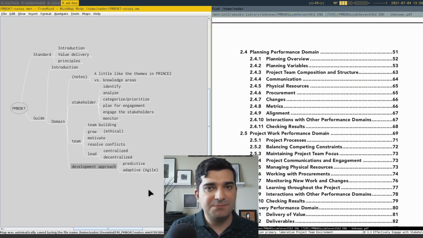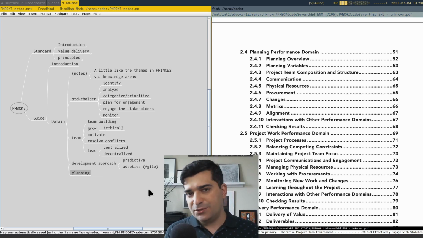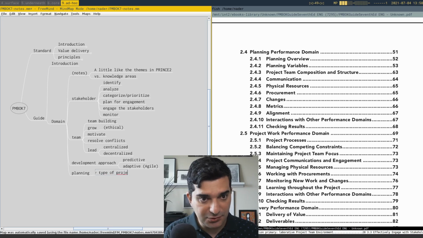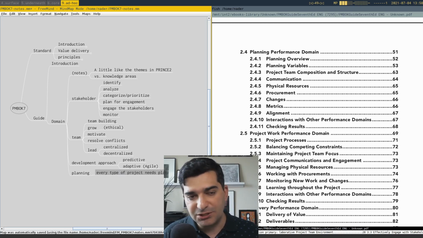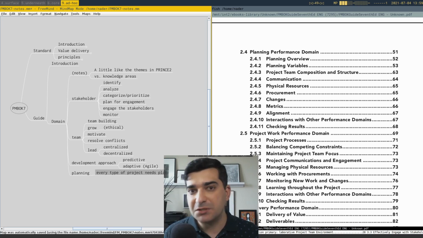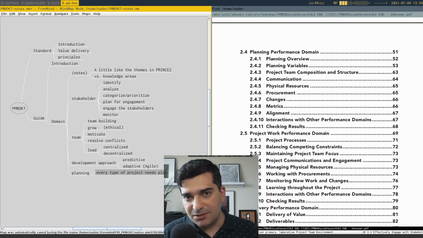The next one is planning. First, every type of project needs planning. It's not only about predictive projects. Adaptive projects have planning as well. They just have a different type of planning. But other than that, the way you plan also depends on a lot of things.